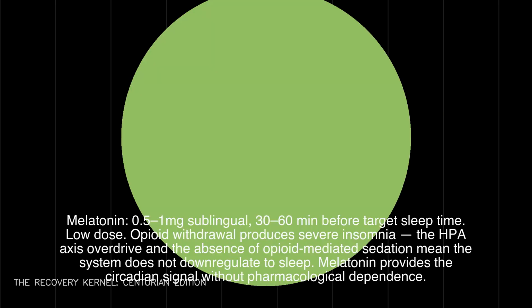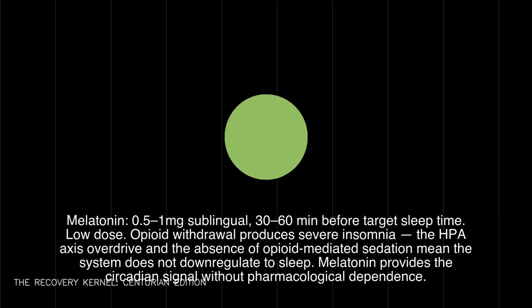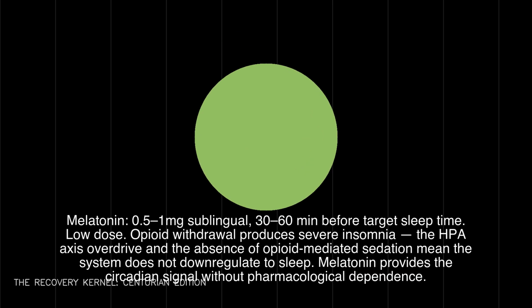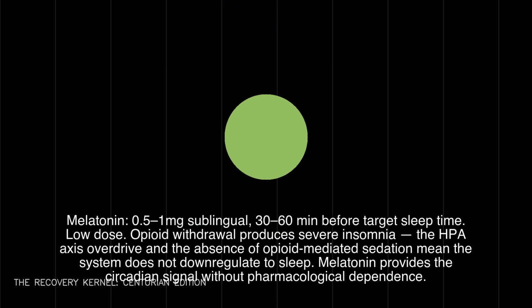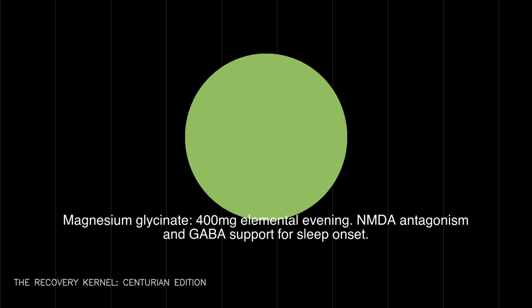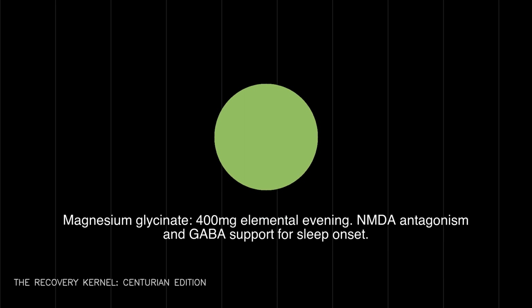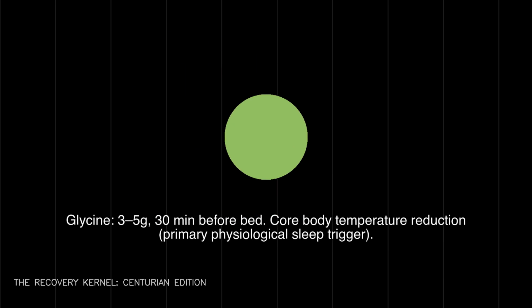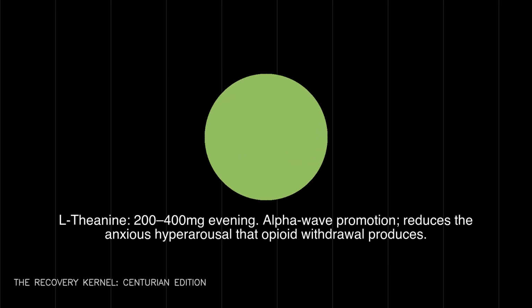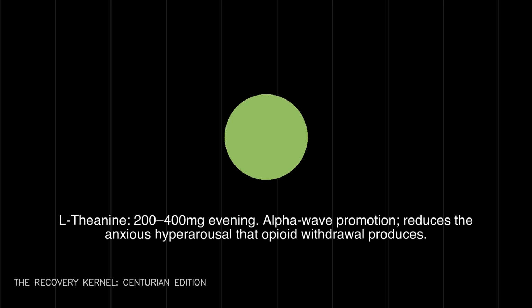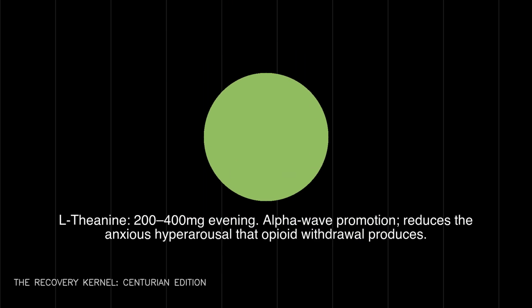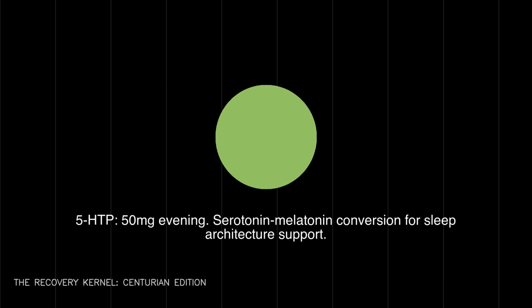Magnesium glycinate, 400 mg elemental, evening. NMDA antagonism and GABA support for sleep onset. Glycine, 3 to 5 grams, 30 minutes before bed. Core body temperature reduction, the primary physiological sleep trigger. L-theanine, 200 to 400 mg evening. Alpha wave promotion reduces the anxious hyperarousal that opioid withdrawal produces. 5-HTP, 50 mg evening. Serotonin-melatonin conversion for sleep architecture support.